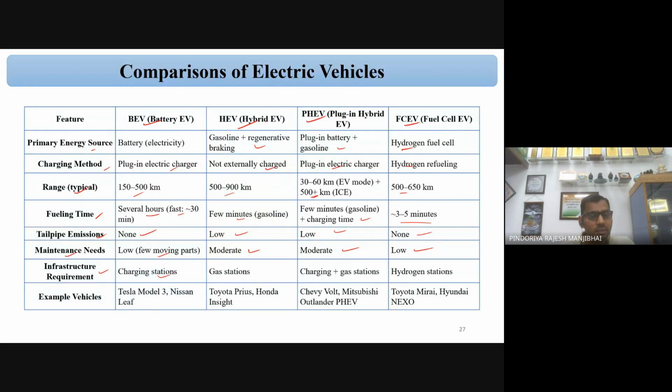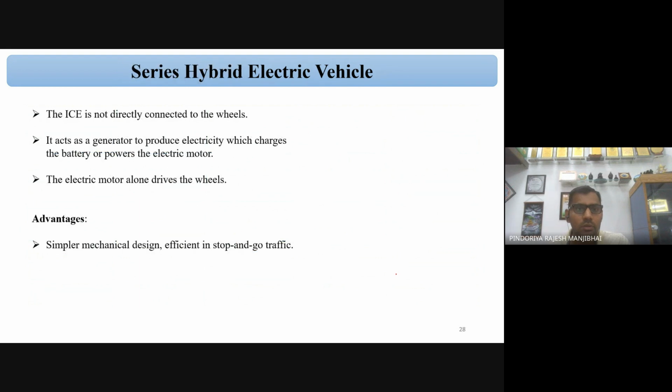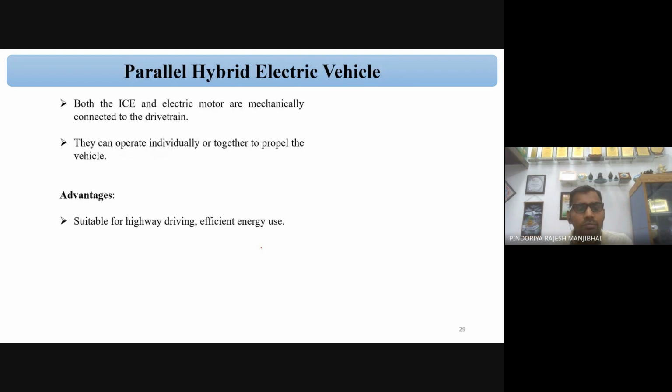Infrastructure required: charging station, gas station, charging plus gas, and hydrogen station. And these are the various examples of the four types of electric vehicle. Yes, series, as I said, we can connect the battery plus engine, both connected in series, so it is a series operated vehicle. The advantage is a simpler mechanism design, efficient for stop and go traffic. So that's why we can use the series hybrid electric vehicle.